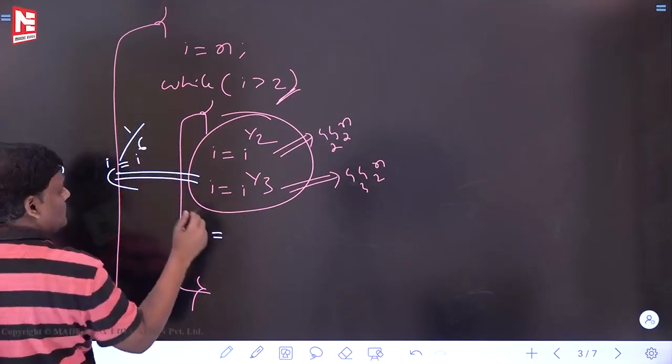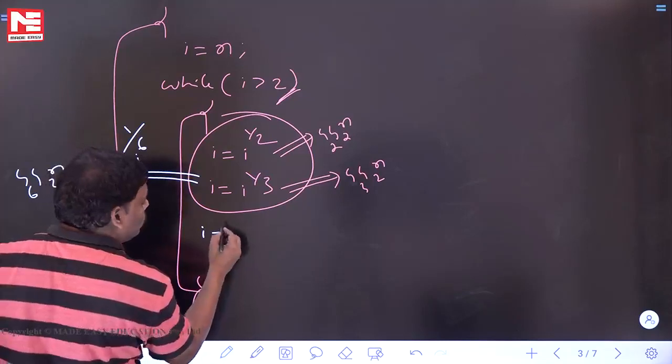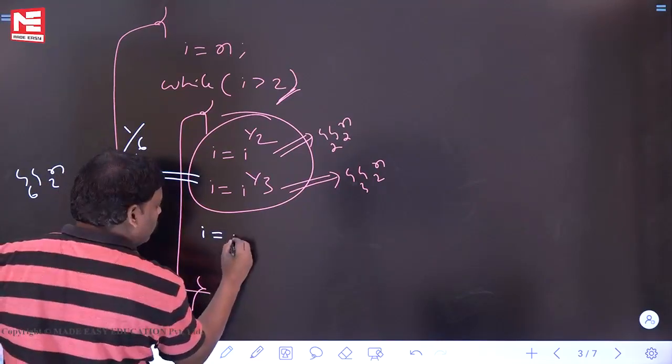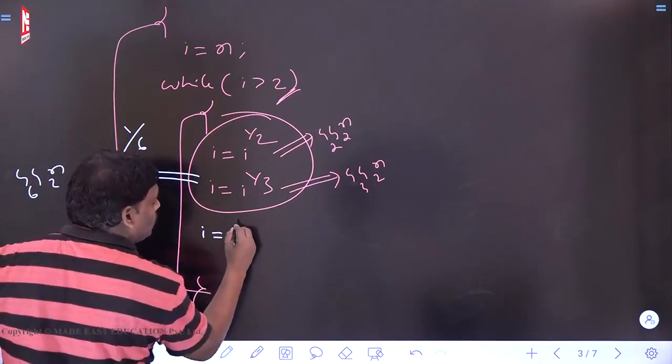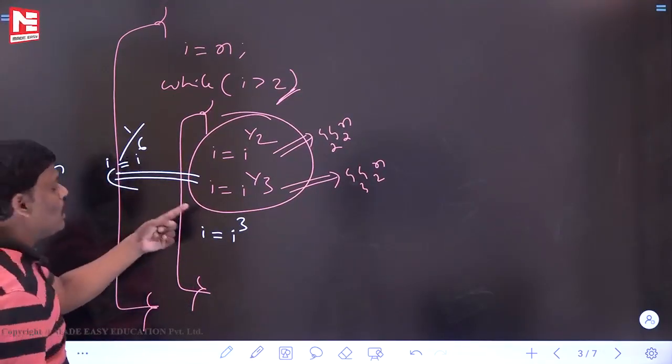I power 1 by 6 is there. Now see what I am doing. Careful, listen: I is equal to I power, right? Make sure that everyone listens. I is equal to I power 3.